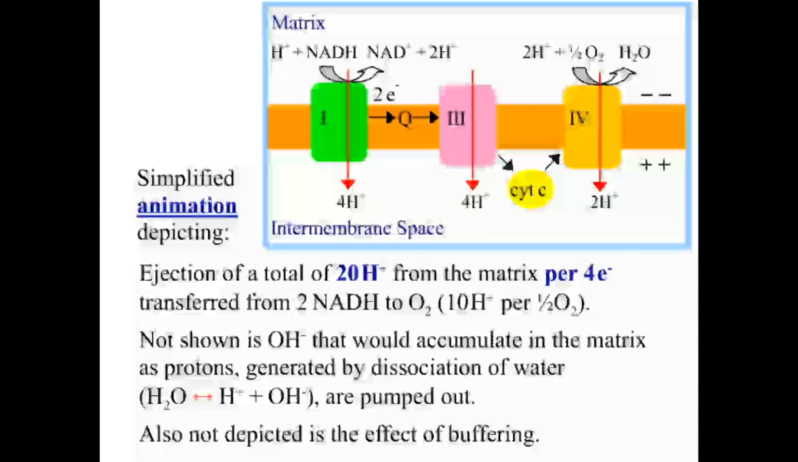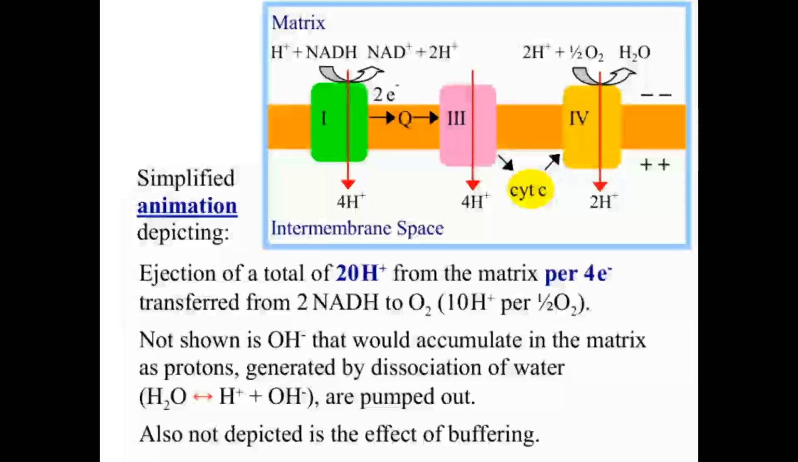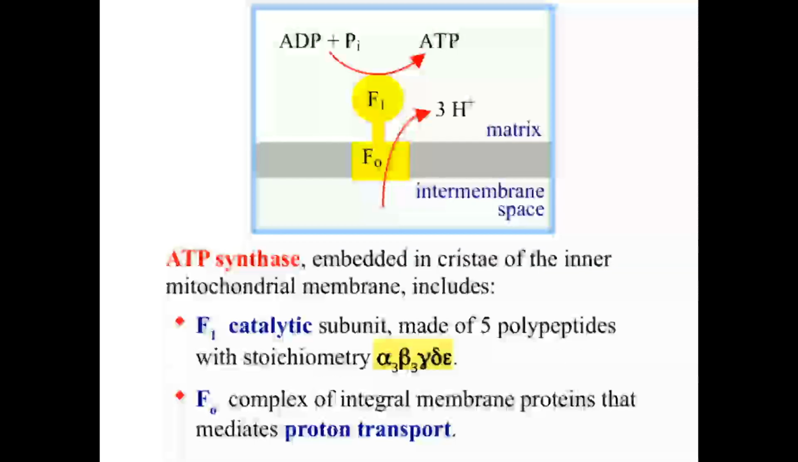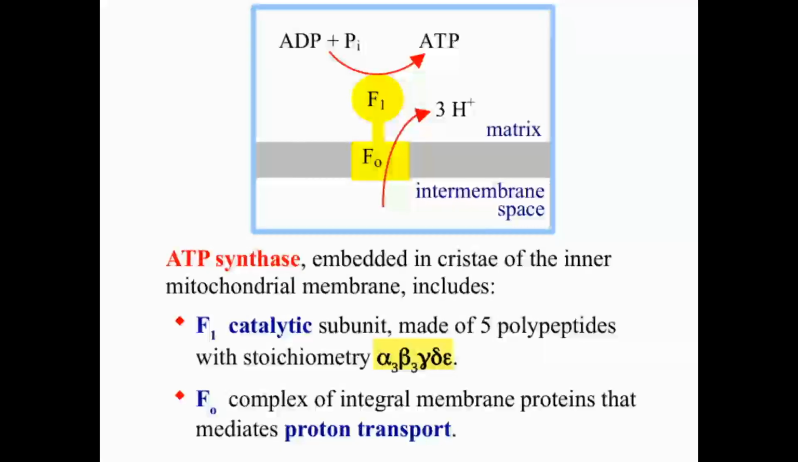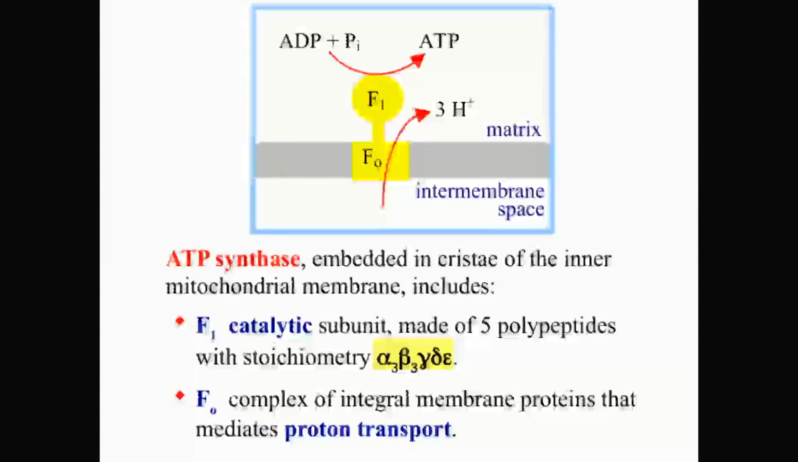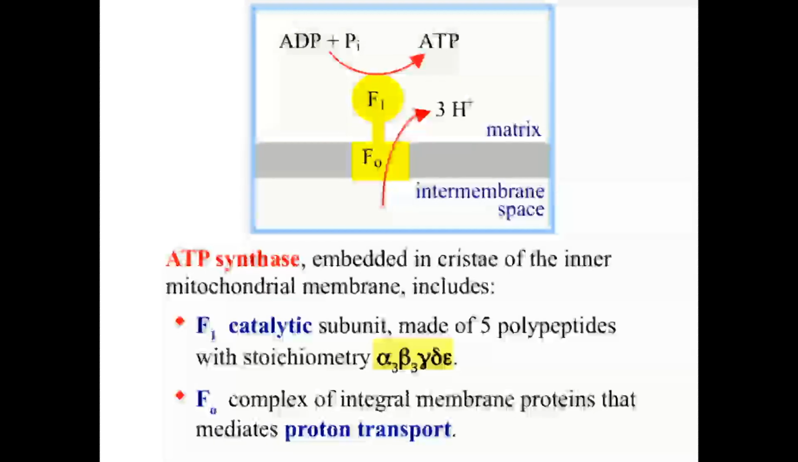Now let's take a closer look at ATP synthase, which is embedded right in the cristae of the inner mitochondrial membrane. This enzyme complex is essential for producing ATP, the energy currency of the cell. It consists of 2 main parts, the F1 catalytic subunit and the Fo complex. The F1 part is made up of 5 different polypeptides arranged in a specific stoichiometry of α3β3γδε. This structure is responsible for the actual synthesis of ATP, converting the proton motive force into usable energy.